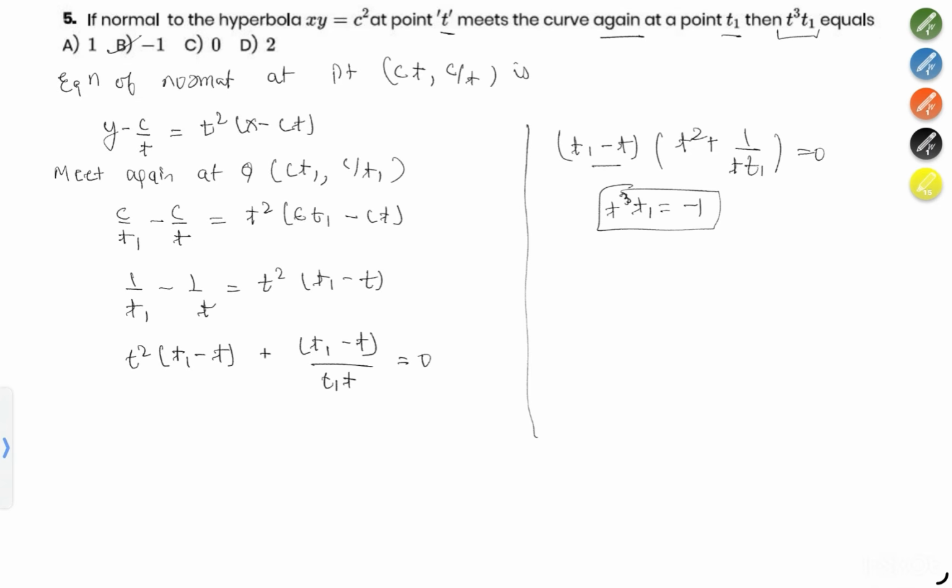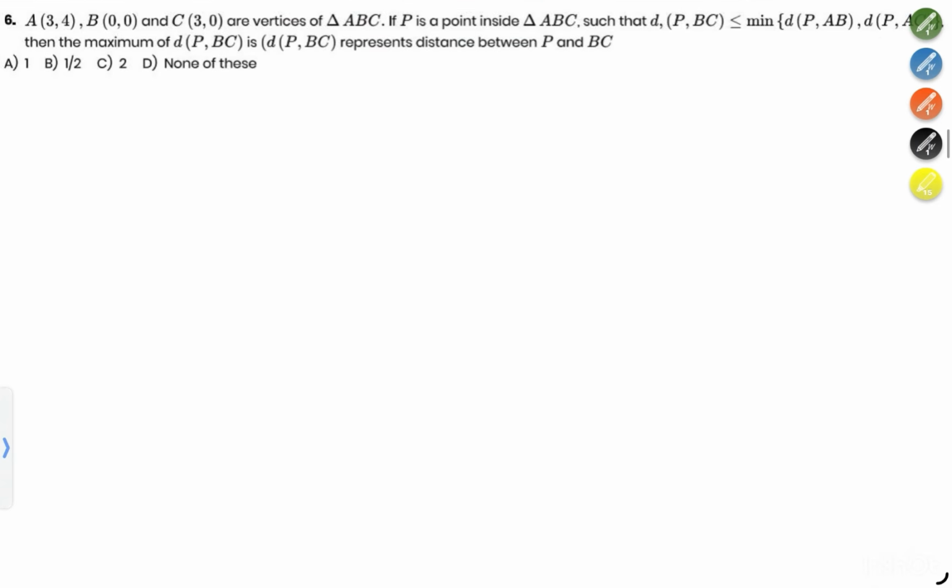Okay, now let us start question number 6. In question number 6, they have given us 3 points A, B, and C. So let us take a triangle ABC.